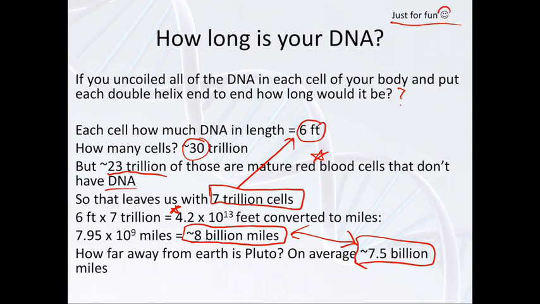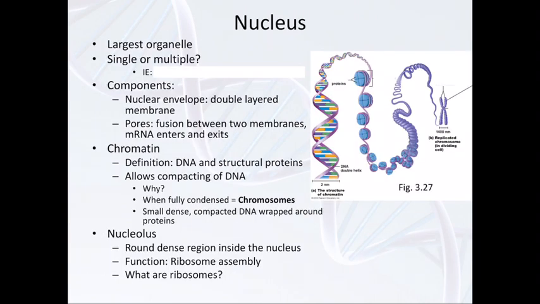Okay, let's talk about the nucleus. Nucleus is by far the largest organelle in the body. Most cells have a single nucleus, but there are some that have more than one nucleus. Some examples of those are skeletal muscle cells, and a type of cell in the bone called an osteoclast. We'll talk about those more later in the bone section.